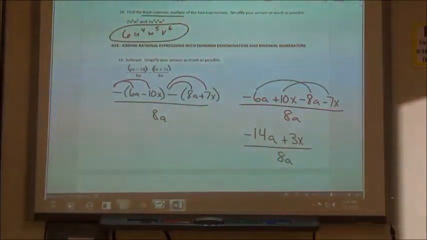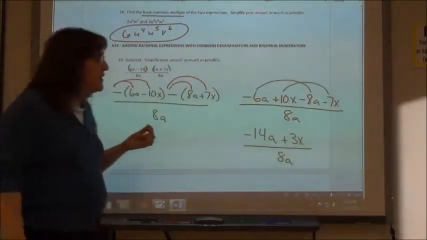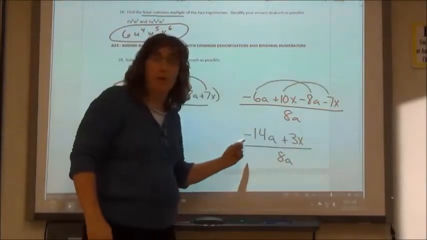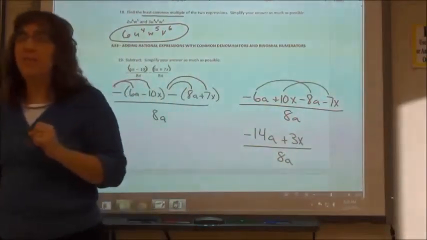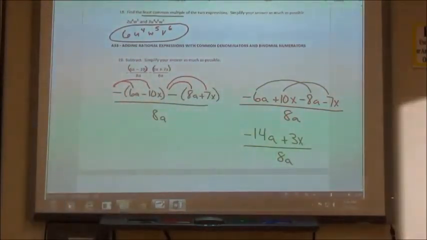It tells me to simplify my fraction. The only way I can simplify it is if all three terms can be reduced by the same thing. In this case, I can't reduce all three of them, so that is my answer.